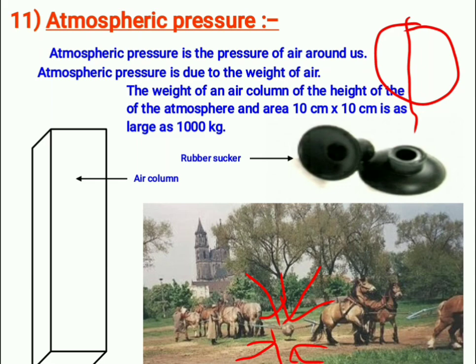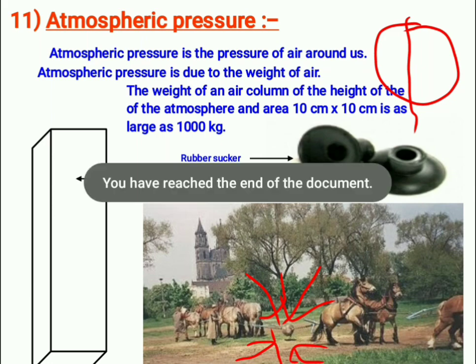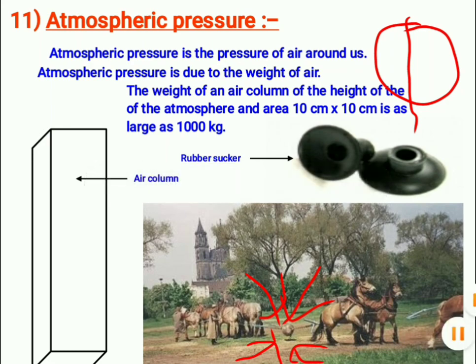If there was air inside the metallic hemisphere, that air would have exerted pressure. But as there is no air inside, he removed all the air from the metallic hemisphere. That's why the atmospheric pressure was so high that it does not allow the metallic hemispheres to come apart. So that is the chapter. This is about force and pressure.